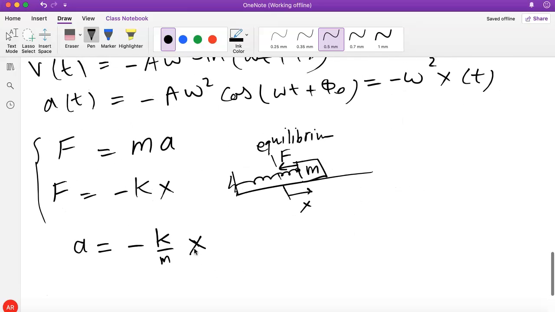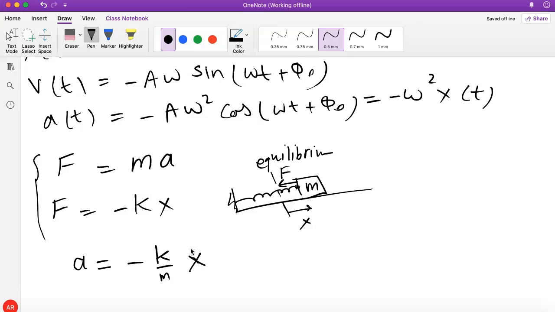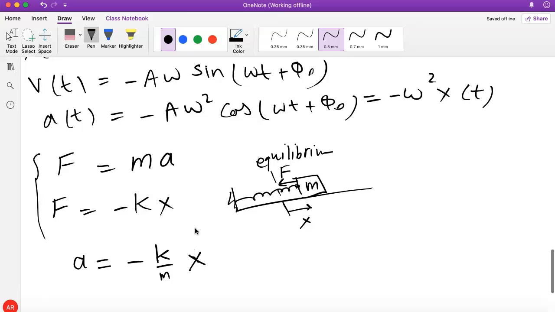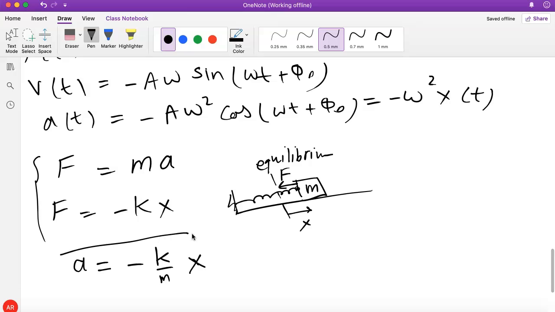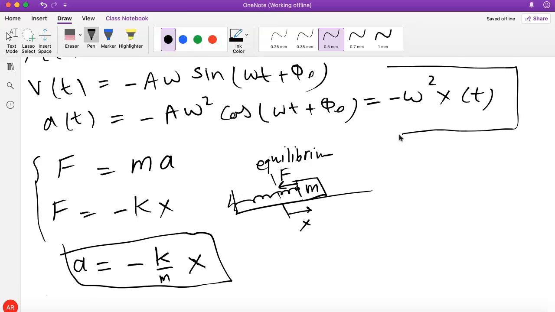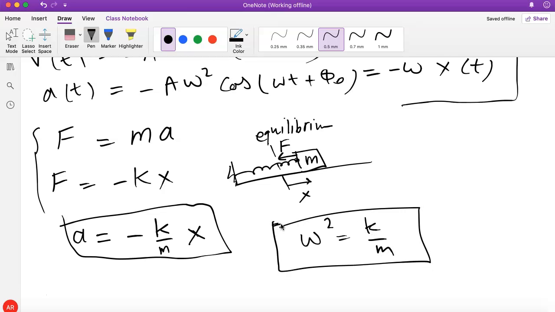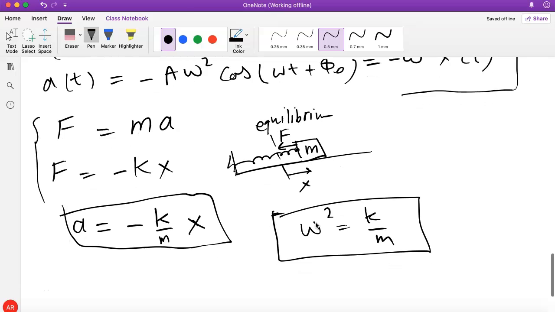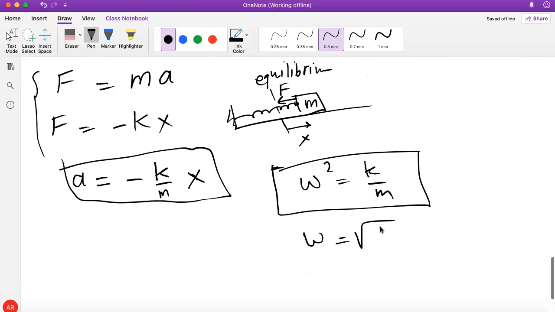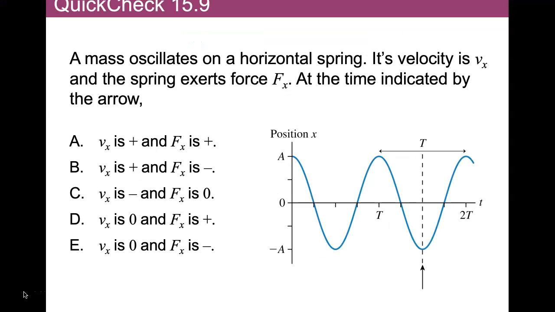So that's another way of relating omega to k and m, right? It's Newton's second law. It's also consistent with simple harmonic motion if omega squared is k over m, which is what we saw before from energy conservation. And omega is the square root of k over m.